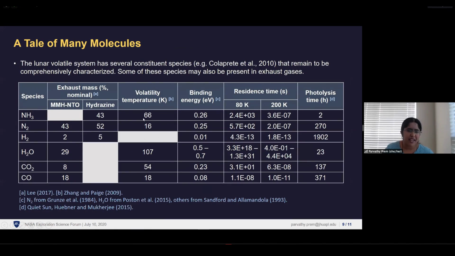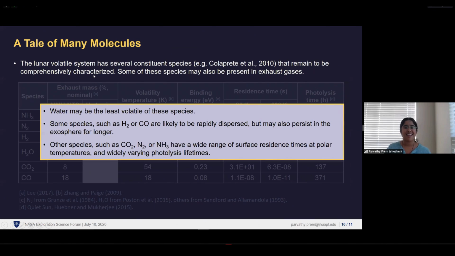I put this table in for reference. I don't expect you to read it, but the main point is that the lunar volatile system has several constituent species, many of which can also be released by spacecraft. Depending on what kind of fuel you burn, you can have a mixture of species. Water actually may be the least volatile of some of these species that have released.